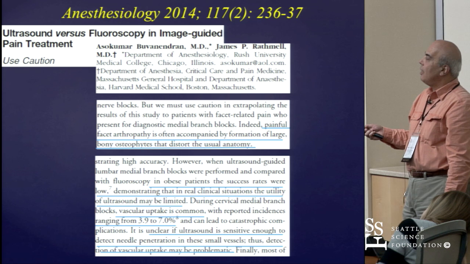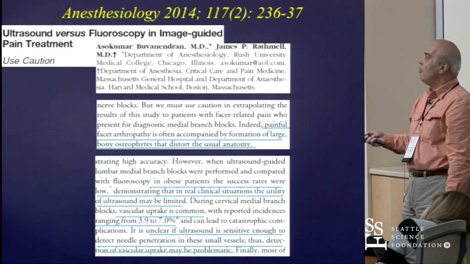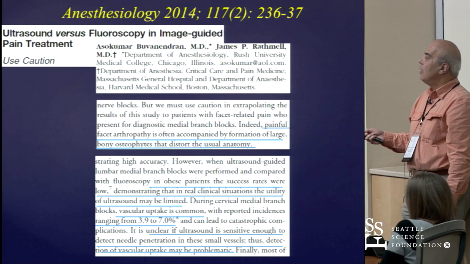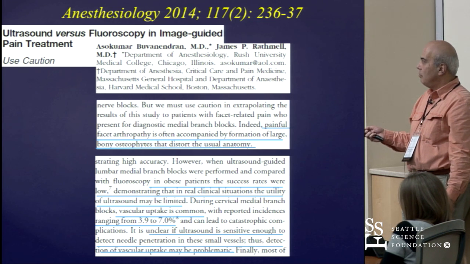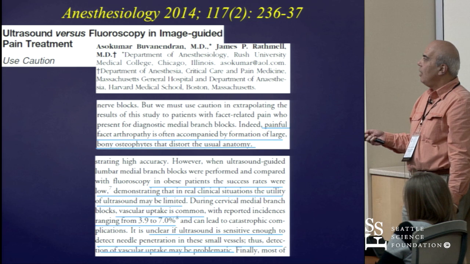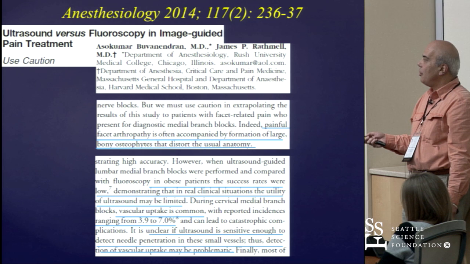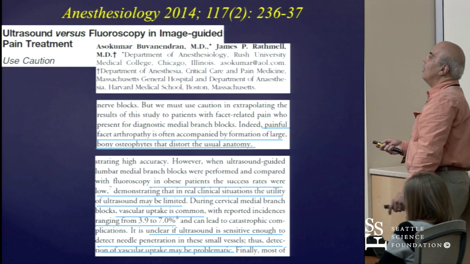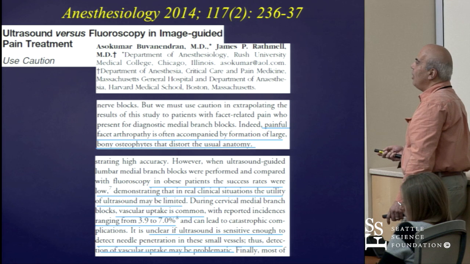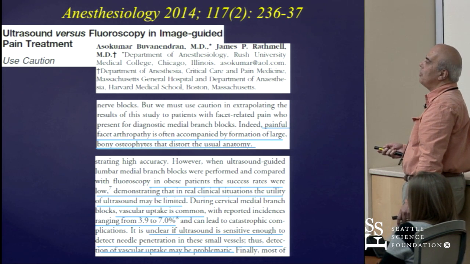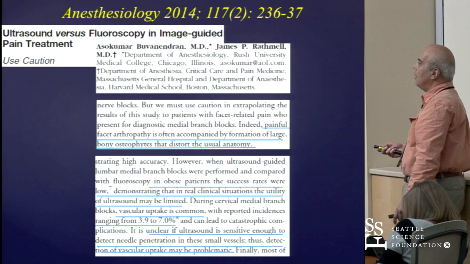Interestingly enough, the article published in 2014 came with an editorial by Ratmel and Boeven-Hendren, in which they say that painful facet arthropathy is often accompanied by formation of large bony osteophytes that distort the usual anatomy. So in obese patients, this success rate may be significantly low, demonstrating that in real clinical situations, the utility of using ultrasound may be somewhat limited.